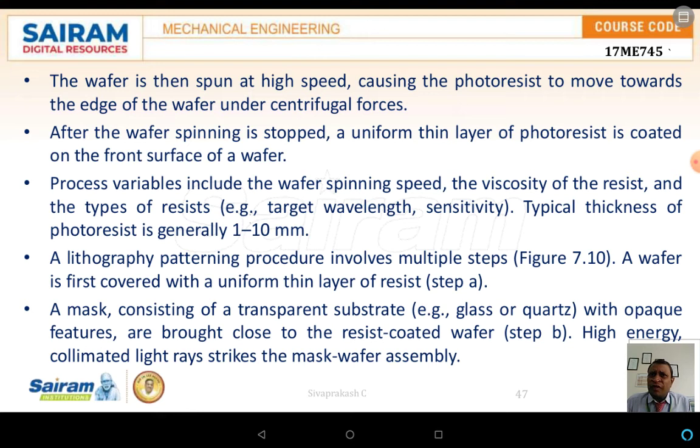The photolithographic patterning involves multiple steps. As we know, a wafer is first covered with a uniform thin layer which is called the resist, or also called a photoresist. A mask consisting of a transparent layer, which may be glass or quartz, with opaque features, is brought closer to a photoresist-coated wafer, with a high energy collimated light ray striking the mask wafer assembly.